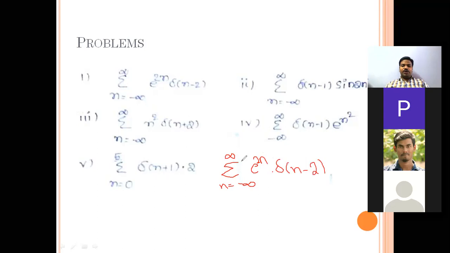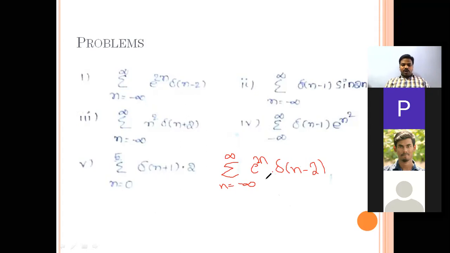Sigma n equal to minus infinity to plus infinity, e power 2n multiplied by delta of n minus 2. Already we have solved this type of problem in the continuous time case: integral t equal to minus infinity to plus infinity, e power t into delta of t. Right? Can anyone tell me what the answer is? Okay, I will solve this problem for you.